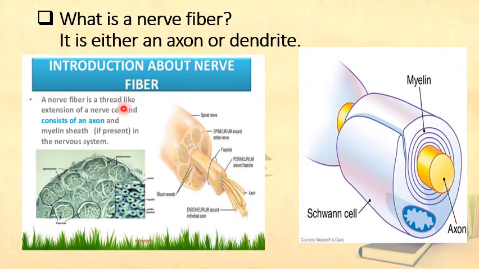So a nerve fiber is a thread-like extension of a nerve cell, and it consists of an axon and a myelin sheath if present in the nervous system. So the axon of the nerve cell alone, whether it is myelinated or unmyelinated, represents a nerve fiber. Okay.